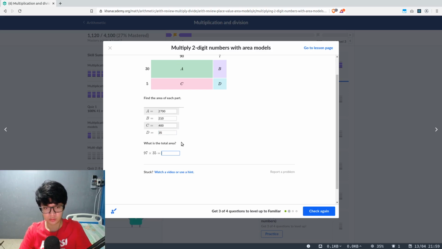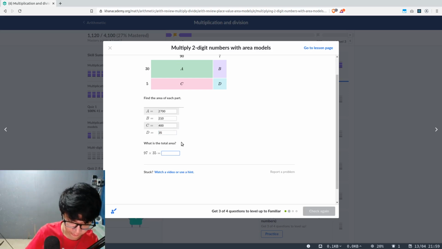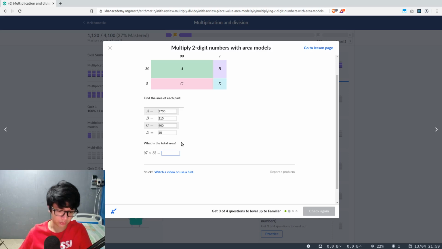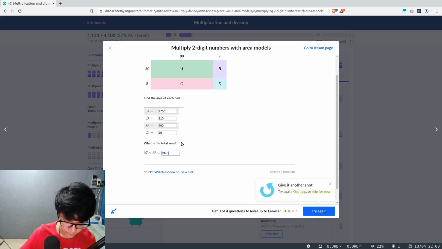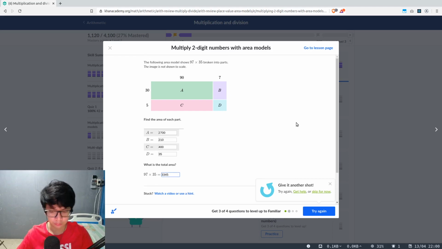Holy crap, okay. I can't add, what the heck? I thought I already mastered it. 4, 9, 3, 4, 5, right? 4, 5. Oh my god. Three, 3, 4, 5. What the heck?